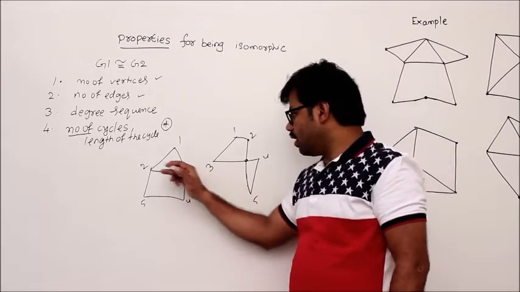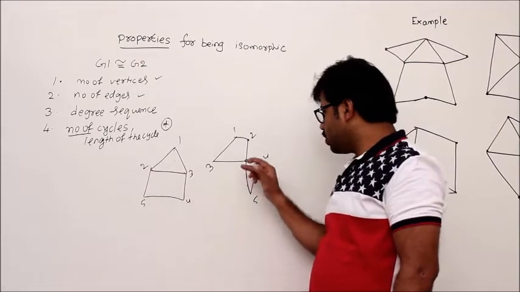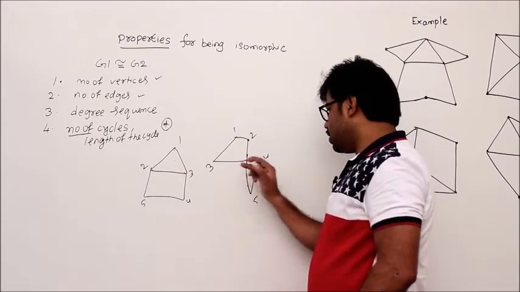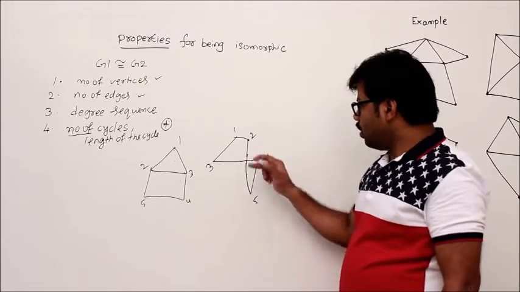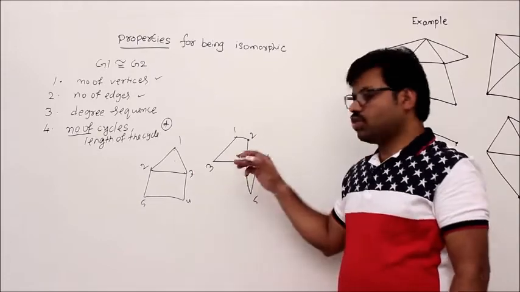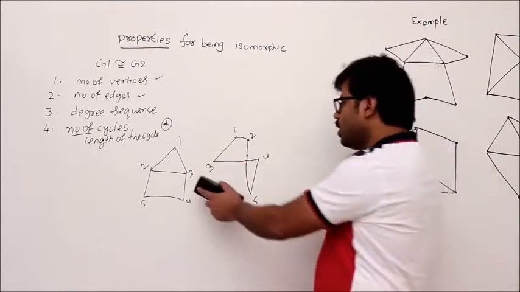So here there is a triangle with 3 vertices, but there is no triangle with 3 vertices in the other graph, because this is just a crossing point, not a vertex. Okay. Then can you show any triangle in this graph with 3 vertices? No. Then these two graphs are not isomorphic. So easily we can check it.